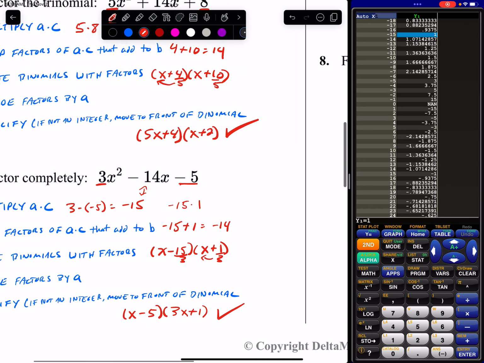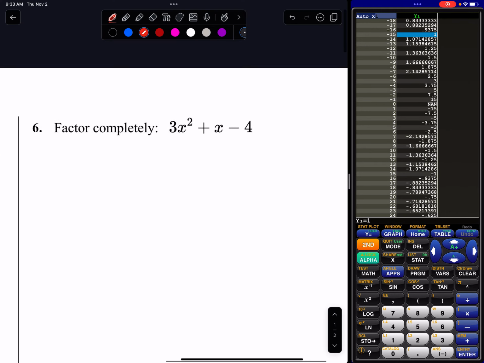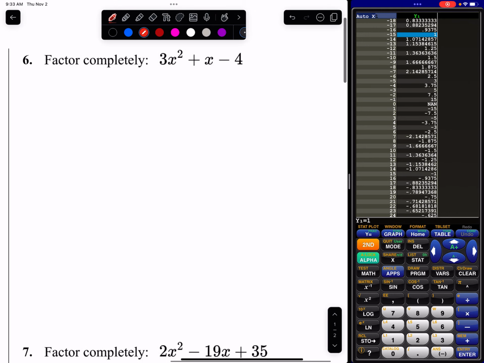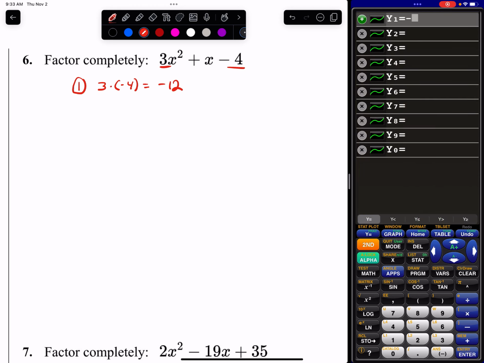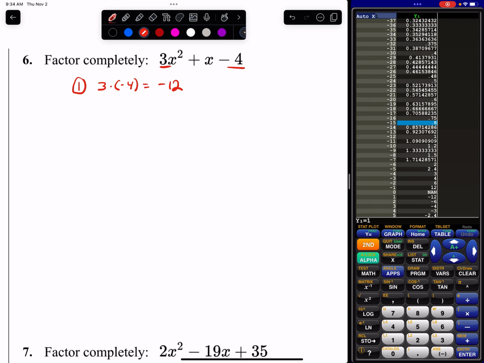Okay, all right, let's try it without the written steps. Okay, we'll try 3 more examples without the written steps. Okay, so step 1, we're going to multiply the a and the c value. So 3 times negative 4 is negative 12. If you want to go to your calculator, go to your calculator and type negative 12 divided by x, right? So it's going to substitute x in, and then you're going to find your values here.